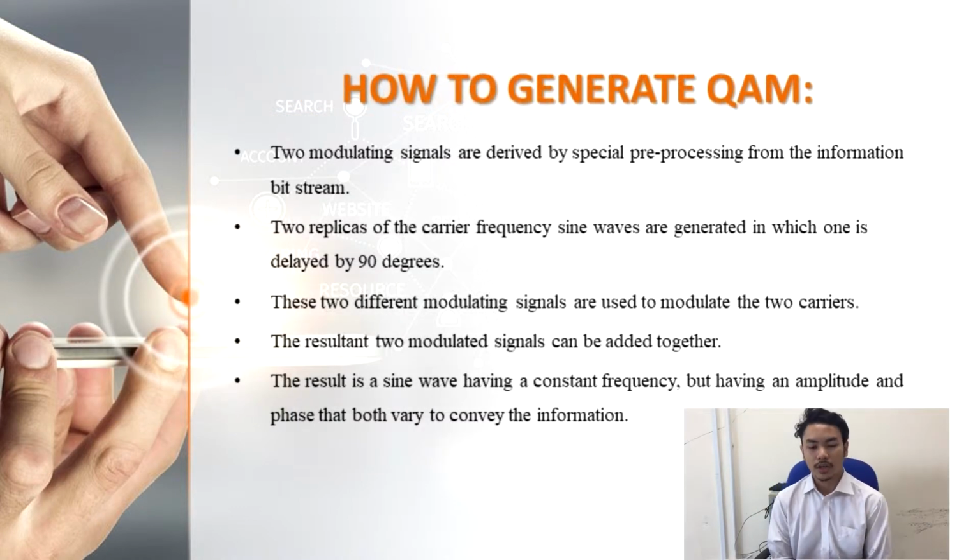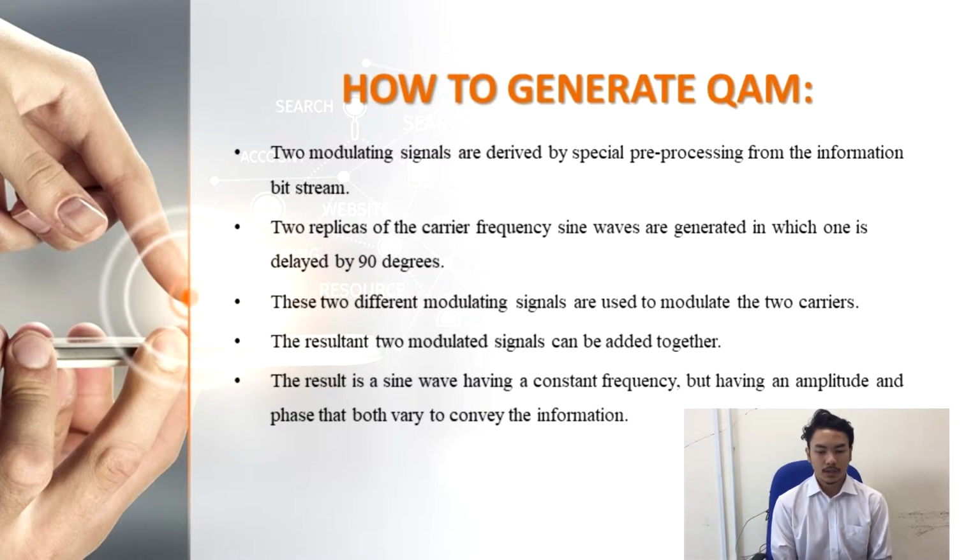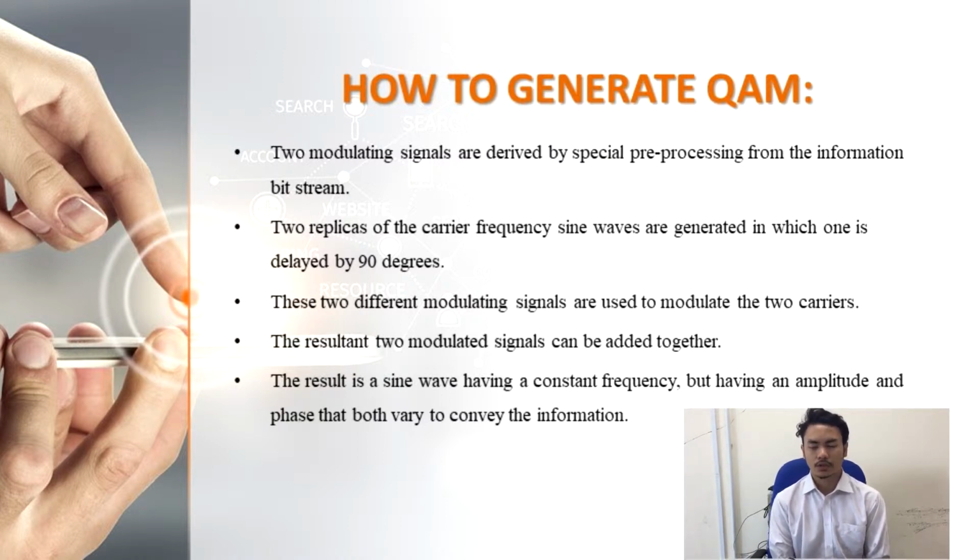So how to generate QAM? In order to generate QAM, we need two modulating signals derived by special pre-processing from the information bit stream. Then two replicas of the carrier frequency sine waves are generated, in which one is delayed by 90 degrees. These two different modulating signals are used to modulate the two carriers. As a result, the two modulated signals can be added together. The result is a sine wave having a constant frequency but having an amplitude and phase that both vary to convey the information.